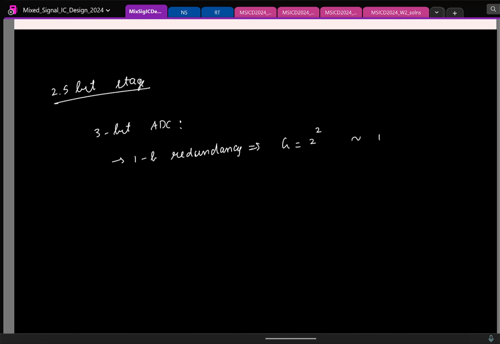In general, it's plus or minus delta by 2. Then you go and find out the minimum number of comparators I can have here, so that even if I make this error, this gain times quantization noise is within the range, and that will give you this 2.5 bit stage. The same thing you can generalize for an M+0.5 bit stage. This was particularly popular when pipelining was done with flash ADCs, because reducing the number of comparators meant a lot of savings in a flash ADC.